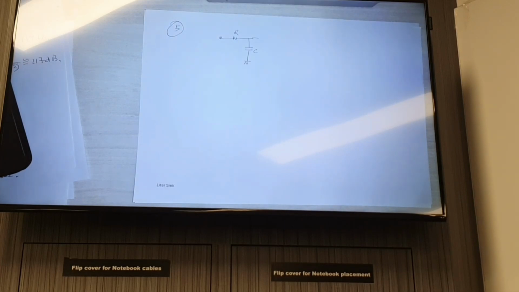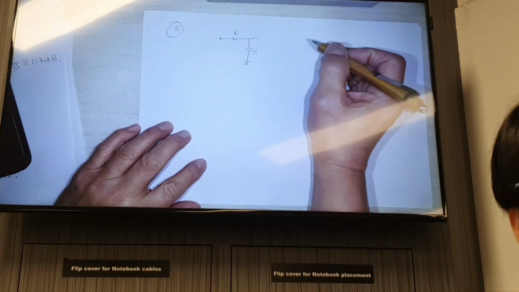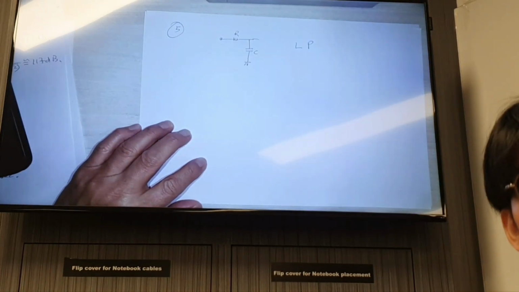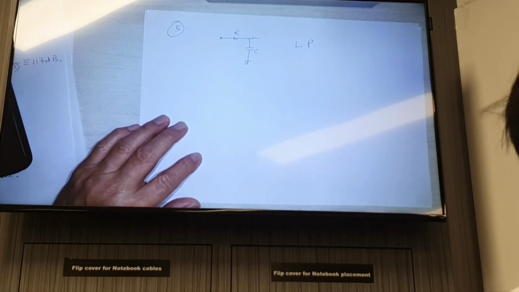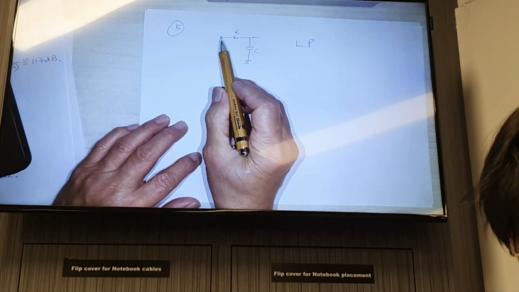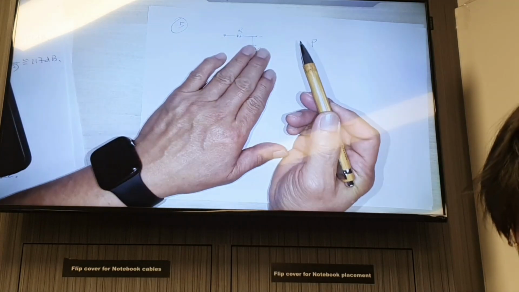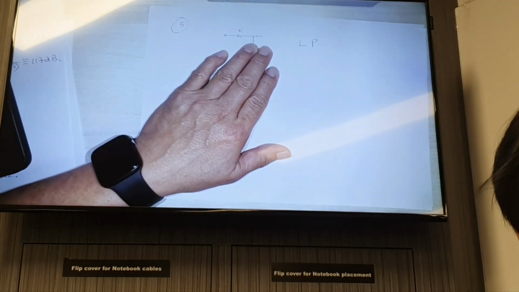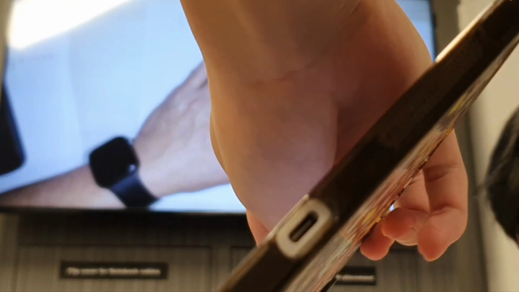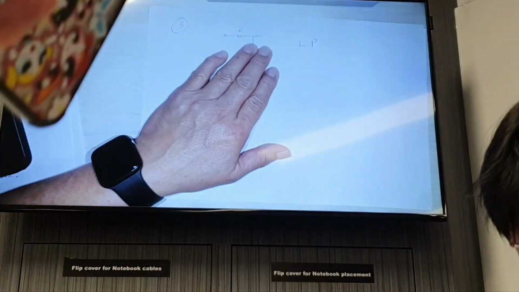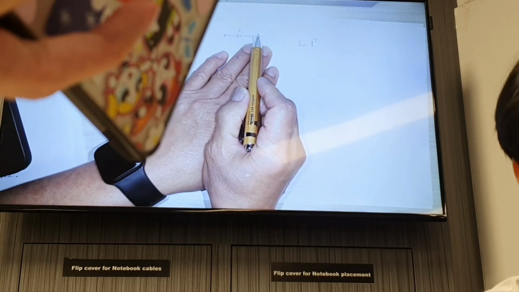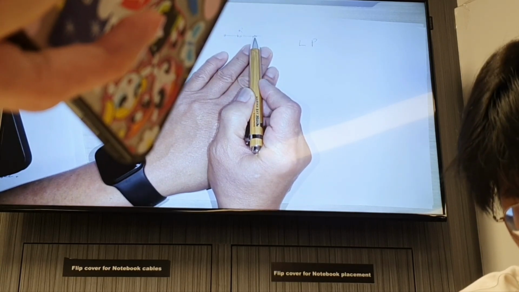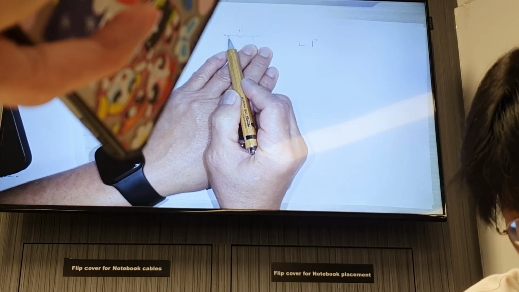So this is a low pass filter. Why is it a low pass filter? At low frequency, the capacitor is open. So whatever signal appears here appears at the output. That is at low frequency.